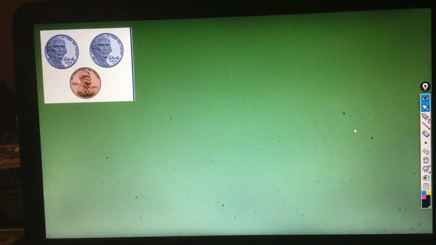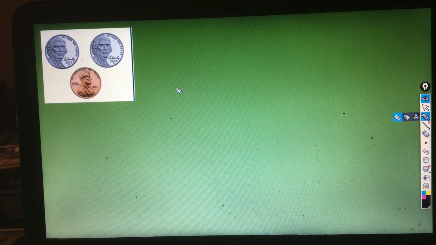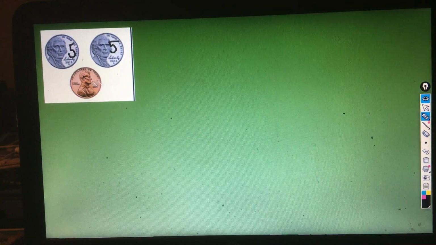In our next slide, we're going to have some more coins. We're going to start adding a little bit more, making it a little bit more difficult. So up here, we've got 3 coins, and here we have 2 silver coins. And if we look really close, we can tell that those 2 silver coins right there are nickels, which are worth 5 cents each. And we have 1 penny that's worth 1 cent.